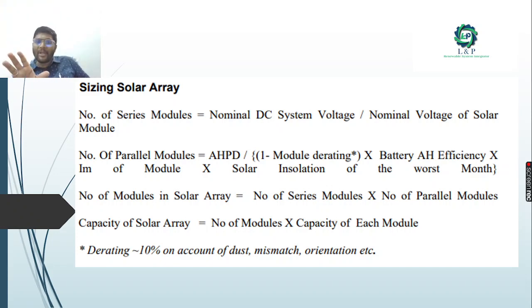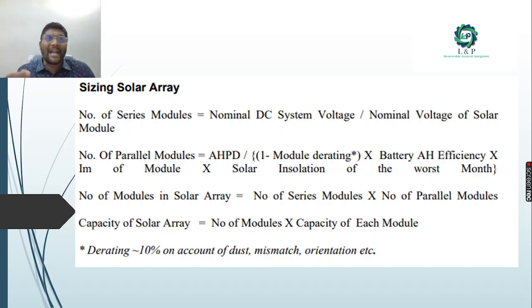So there is a formula for calculating everything. When you're planning for the number of series modules, divide your nominal DC system voltage by the nominal voltage of the solar modules. If you're planning for the number of parallel modules, the amperes per day is very important, and the module derating factor is very important. The panel that you're going to plan is very important. This data will be available in the data sheet of the solar panel. And also the battery AH efficiency is very important.